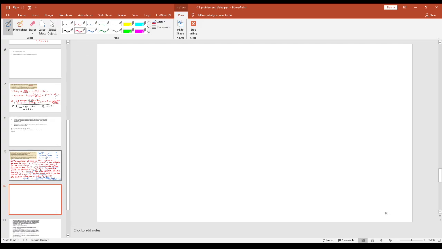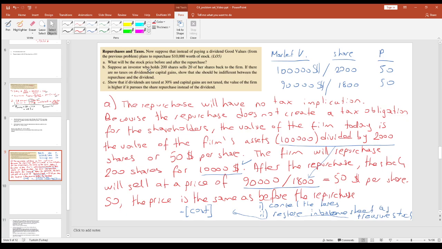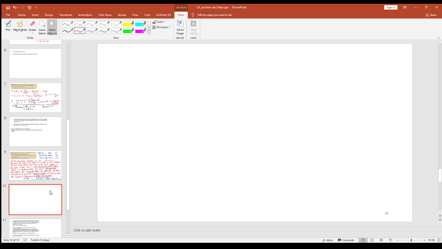Let's take a look at B again. Suppose an investor who holds 200 shares sells 20 of her shares back to the firm. If there are no taxes on dividends or capital gains, show that she would be indifferent between the repurchase and the dividend. So let's try to understand this problem here.